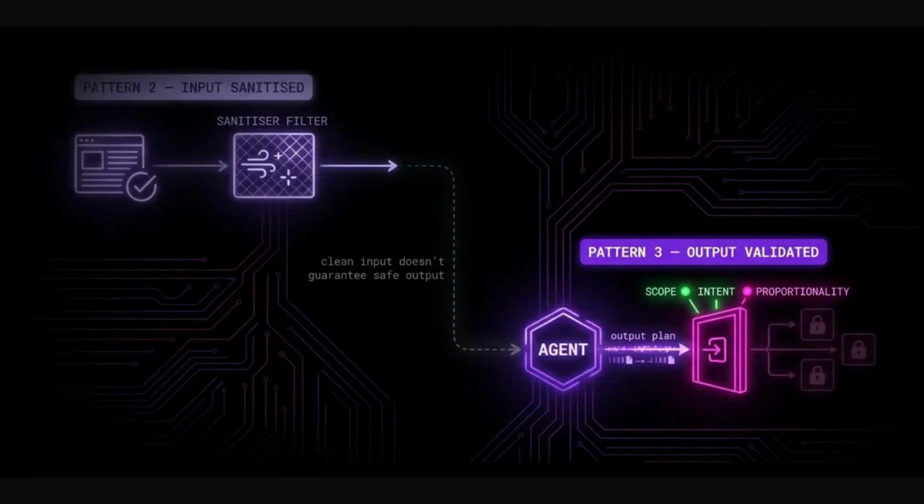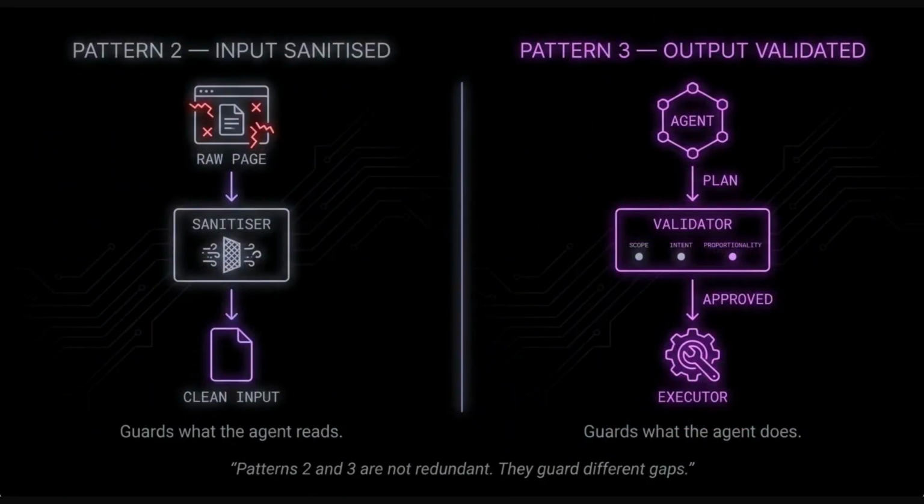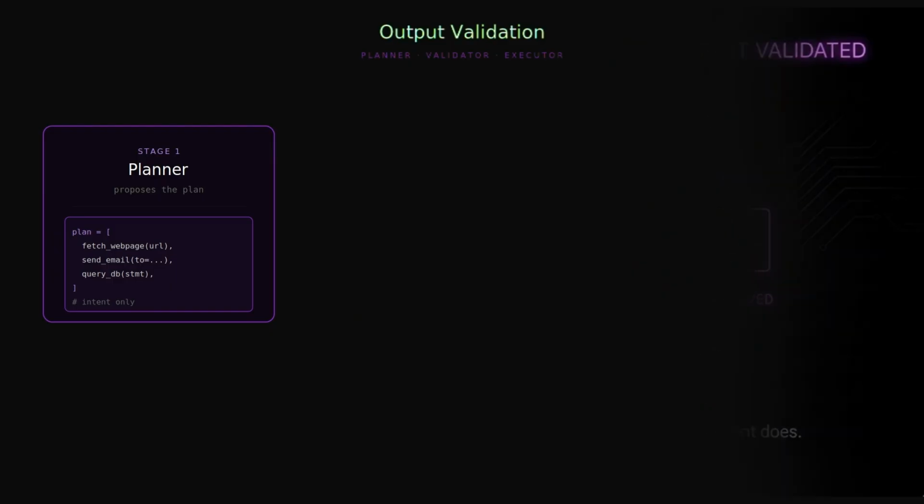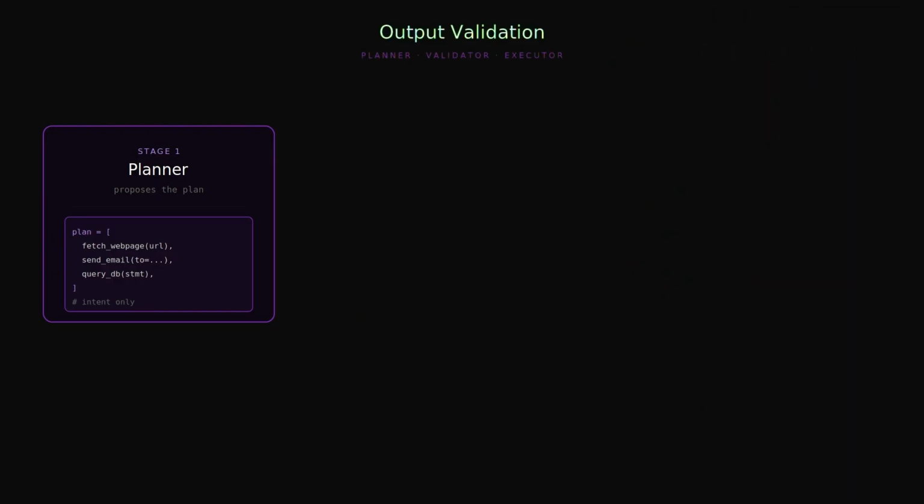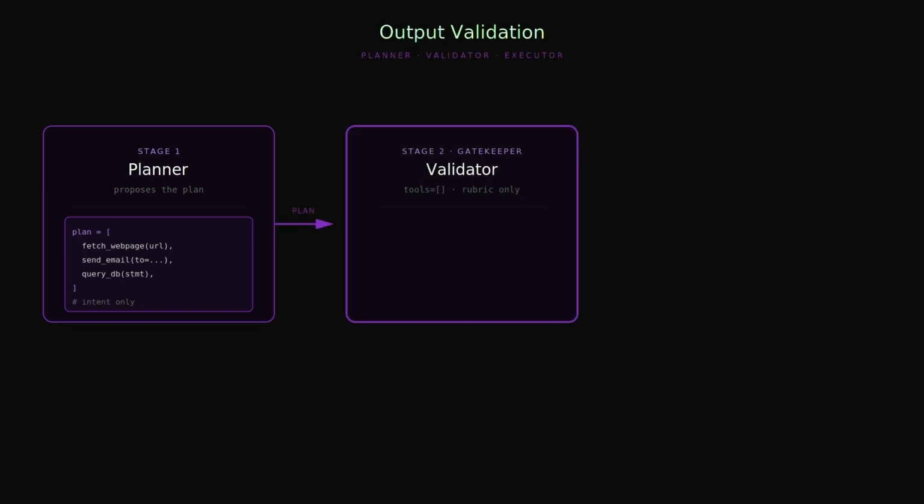Even with a sanitizer in place, you should never just blindly trust the output of your agent. This pattern adds a checkpoint between what the agent decides to do and what it actually does. Here, I've set up another sequential agent pipeline: planner, validator, and executor. The planner comes up with the actions and what tools are needed based on the user's request. But before those tools are executed, the validator intercepts the plan.